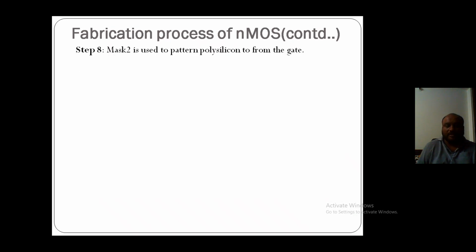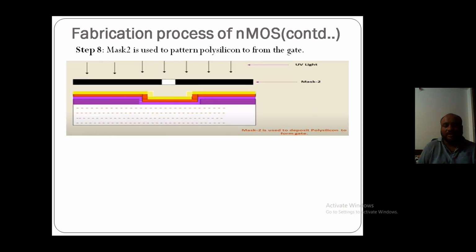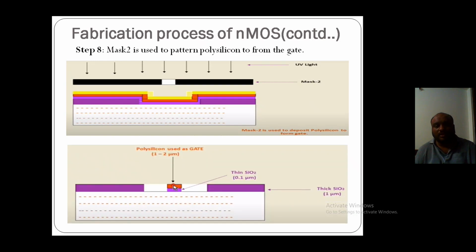Followed by step 8. Now a mask termed as mask 2 is used to pattern polysilicon to form the gate. So only where we require the gate, only at that place polysilicon should be there. In the remaining portion of the wafer, the polysilicon should be etched away. So a mask will be used and the substrate will be exposed to ultraviolet light through this mask in order to form the polysilicon only at the gate. See now, only at the gate the polysilicon will be sustained and remaining all portions photoresist along with polysilicon and thin silicon dioxide layer has been etched away.